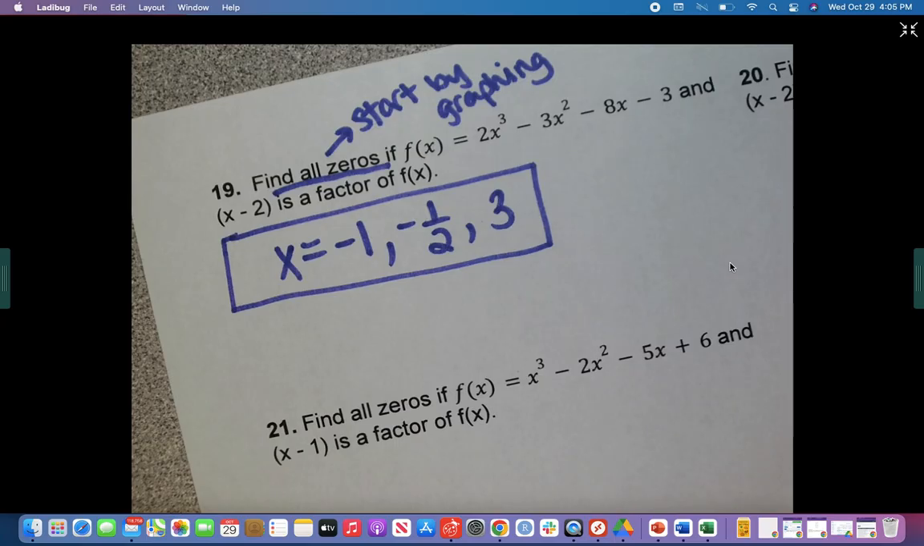All right, for number 19, write purple next to where you wrote your answer. So write the word purple next to where you put your answer.